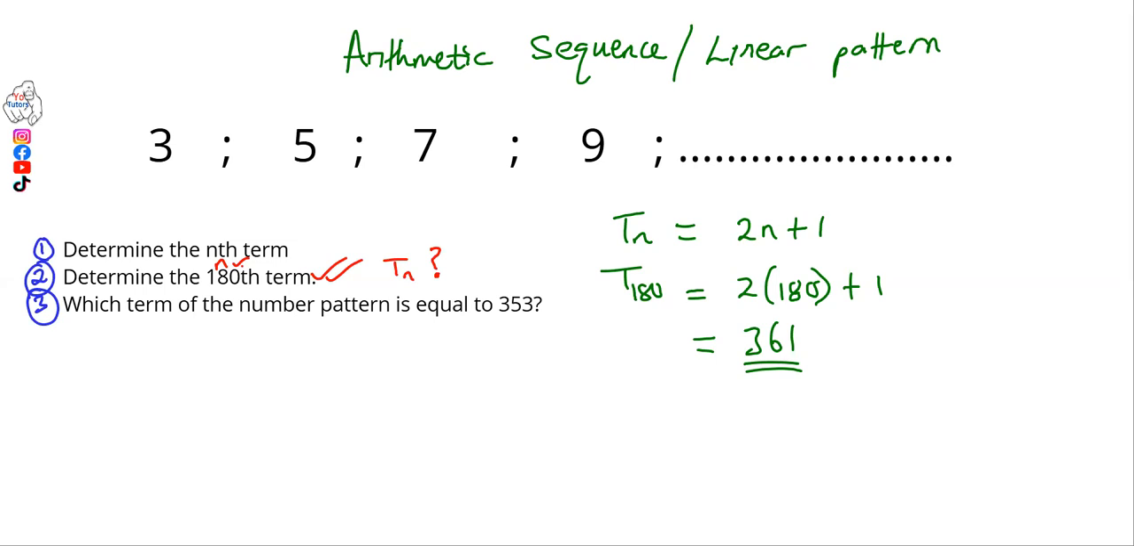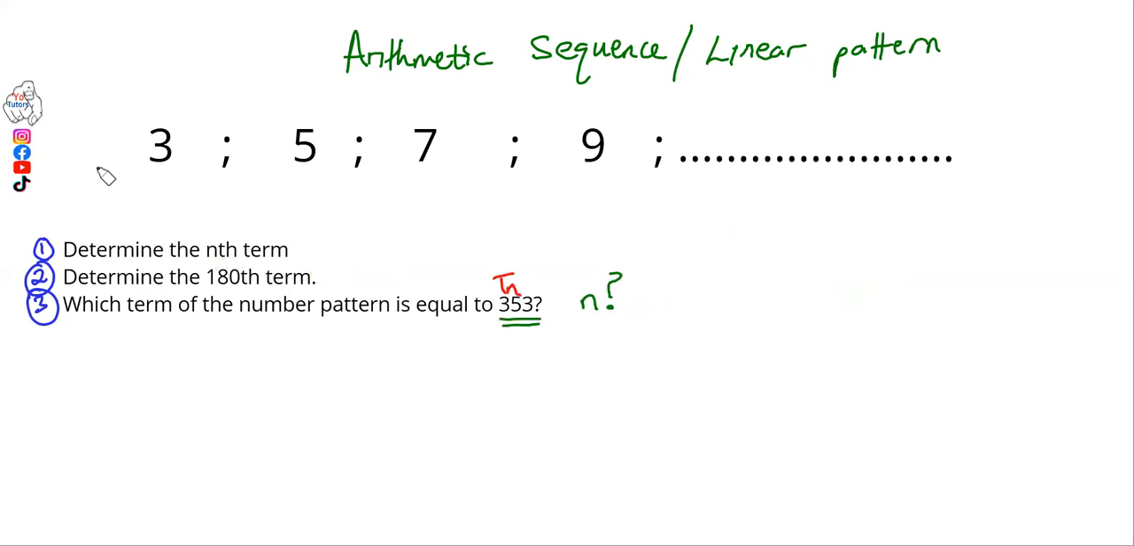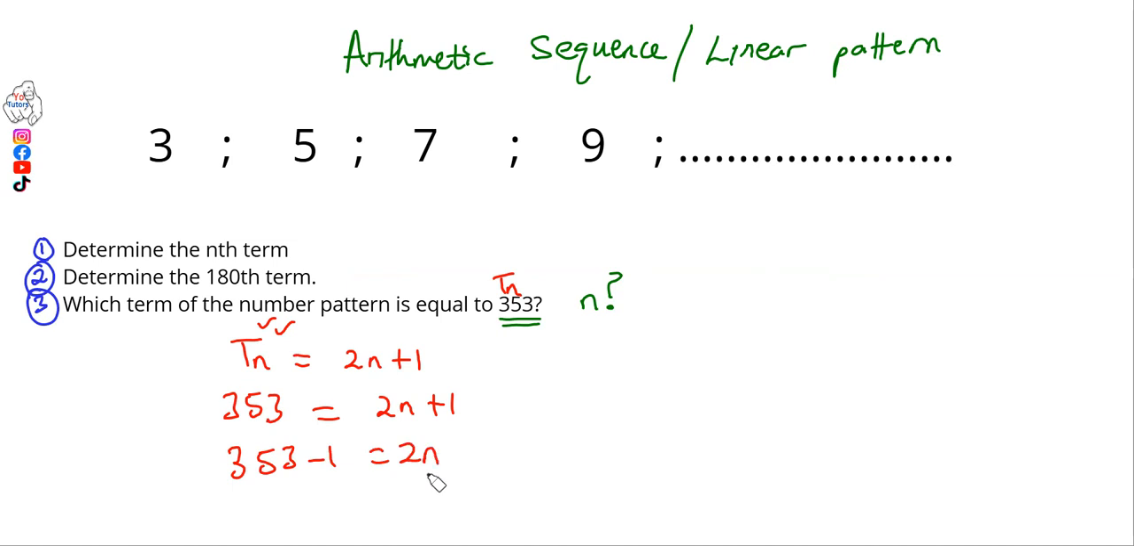Okay, so now let's look at this one here. What is our formula saying? Our formula is saying Tn is equal to 2n plus 1. What is given to us is Tn, which is 353. So 353 is equal to 2n plus 1. We take 1 to that side: 353 minus 1 equals 2n. This is going to give us 352 equal to 2n.